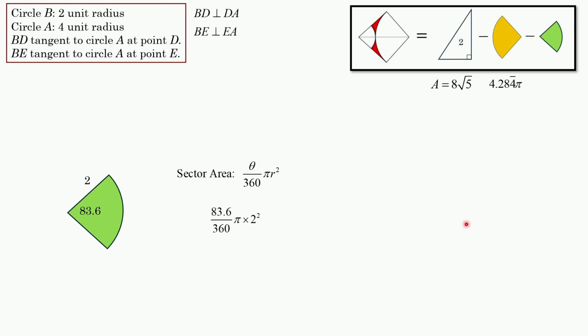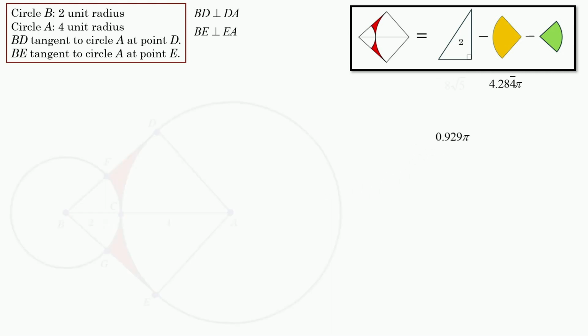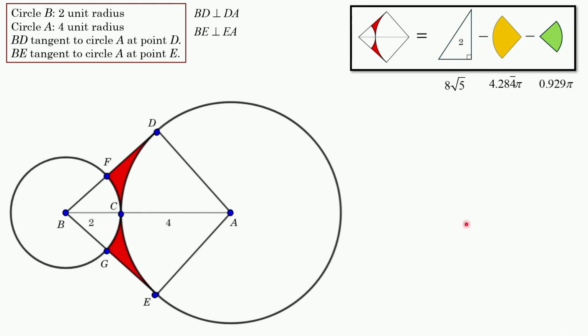Plugging in our numbers, let's plug it into a calculator, 0.929 rounded to 3 significant figures times pi, which seems kind of silly, but that's going to come into play and give us a clue for our second question in a minute. So I didn't multiply by pi for that very reason. So here's what our parts are. We've got that the 2 triangles are 8 root 5. We've got that this first sector is 4.28 pi, and the smaller sector is 0.929 times pi.